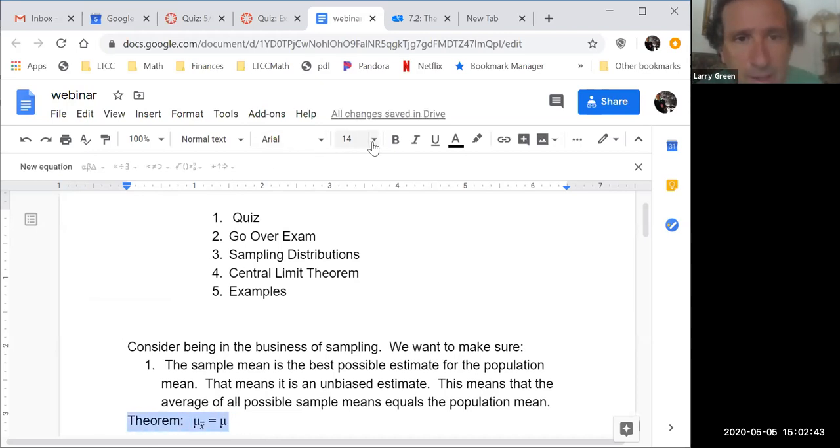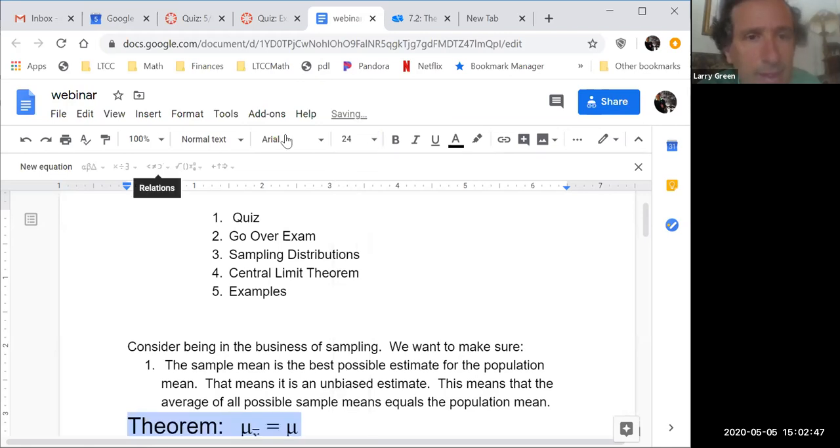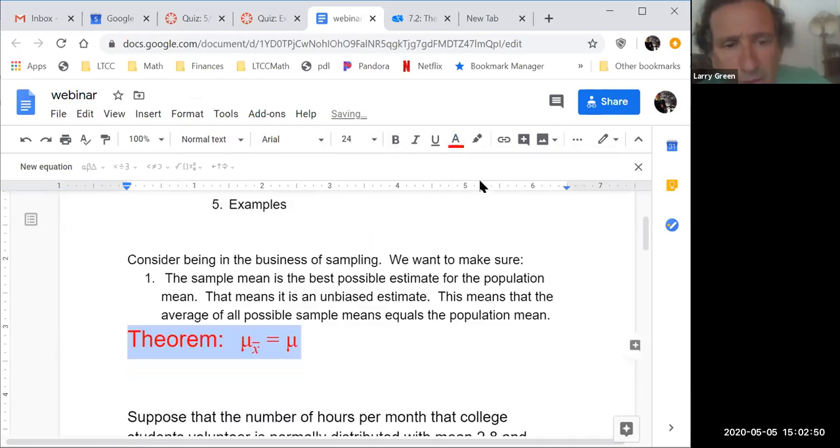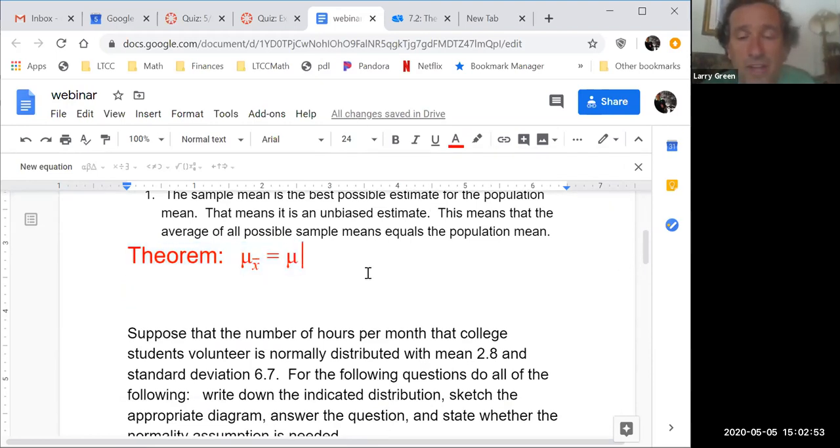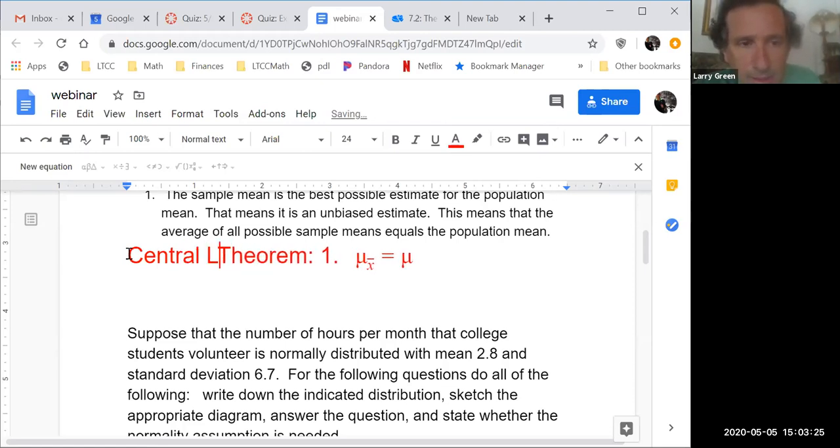Let me make this bigger and brighter, because it's a big theorem. This is part of the central limit theorem. Any questions on that? One thing it tells you is that this is an unbiased estimator. That's what this theorem says. In fact, let me write this one. This is not just any old theorem, but the central limit theorem, the most important theorem of all statistics.